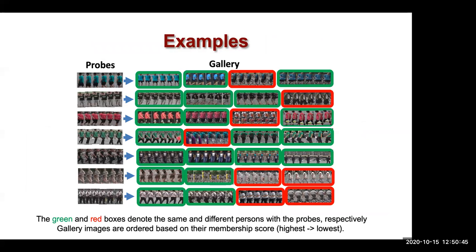You see, these are some probes, and these are some gallery elements. The green elements correspond to exact matchings. The red ones correspond to bad matchings, but the first one is always the right one, at least in these examples.